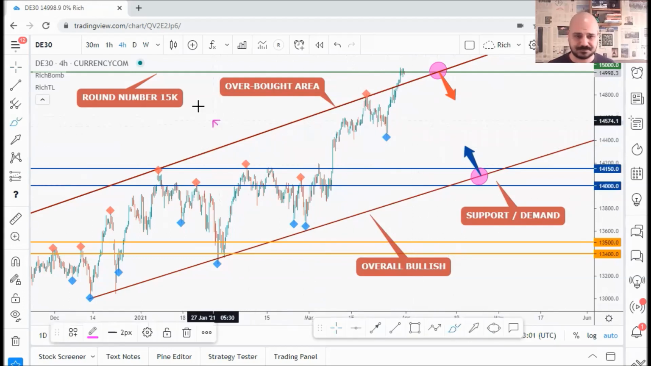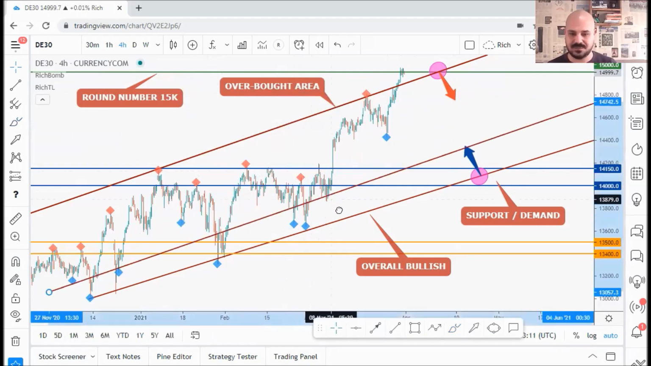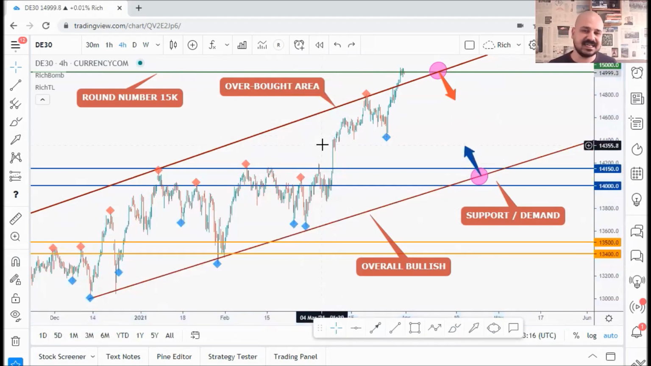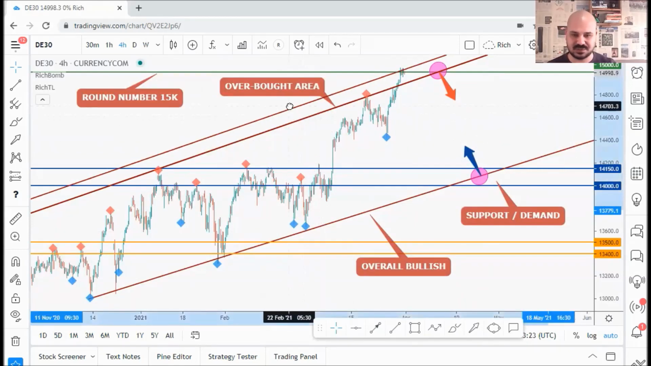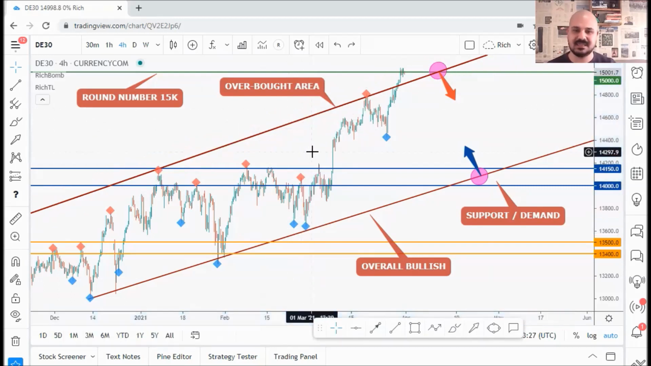First of all, as mentioned from daily, we have the 15K round number. Second, we have what I call an overbought area. This trend line is the offset of this trend line, so it's acting as a non-horizontal resistance, or what I call an overbought area. So we'll be looking for sell setups. And of course, it's an area and not a laser line, so we should treat it like this, for example, but I draw it as a laser level to make the chart cleaner.